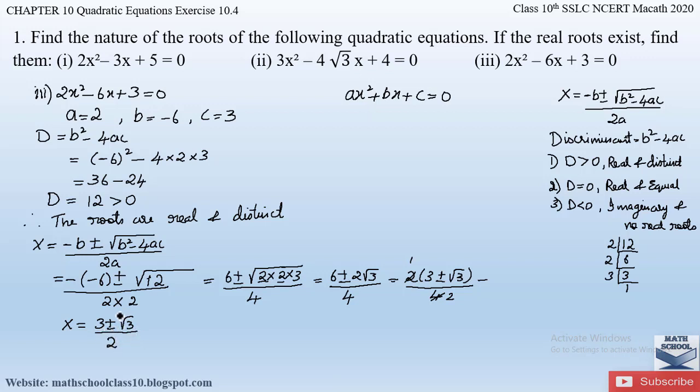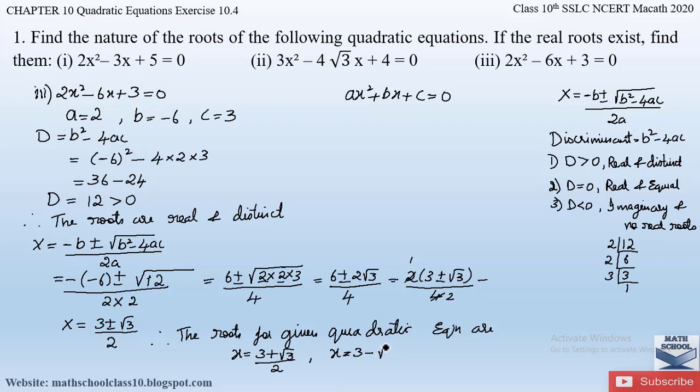Now here for the first root we will take the plus sign, and for the second root we will take the minus sign. Therefore the roots for the given quadratic equation are, the first root is x is equal to 3 plus root 3 divided by 2, and the second root we will take the minus sign, so 3 minus root 3 divided by 2. So this is how we solve this question number 1 from exercise 10.4.